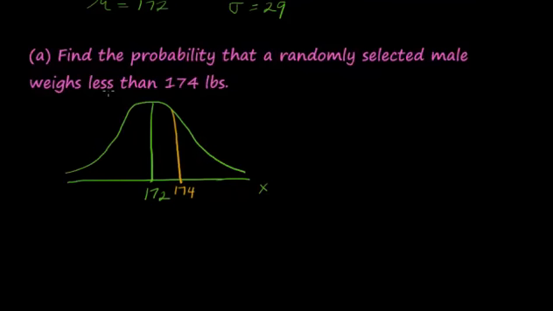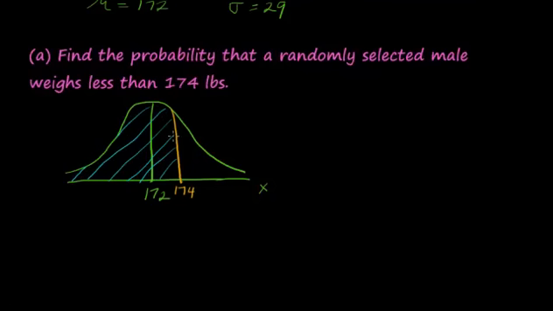Now I want to shade the area I'm looking for. What I'm looking for is less than 174. So that area, by shading, I'm just going to cross hatch. You can shade or do something similar to this. This is the area I'm looking for.